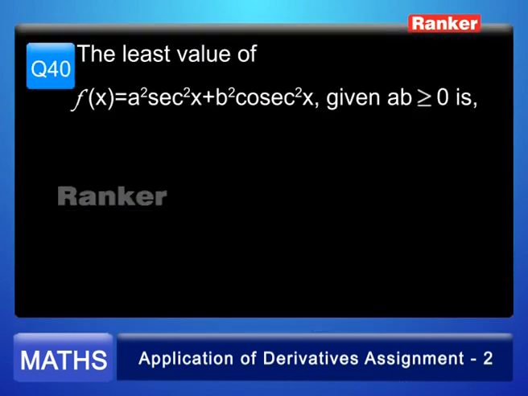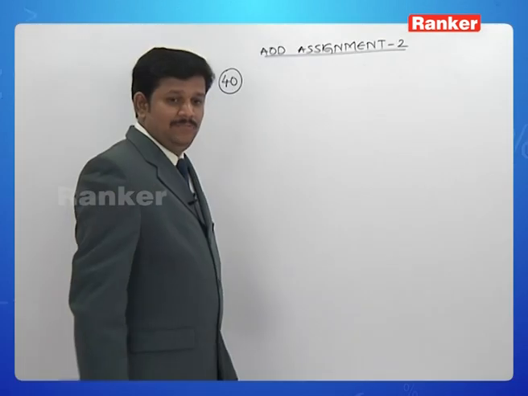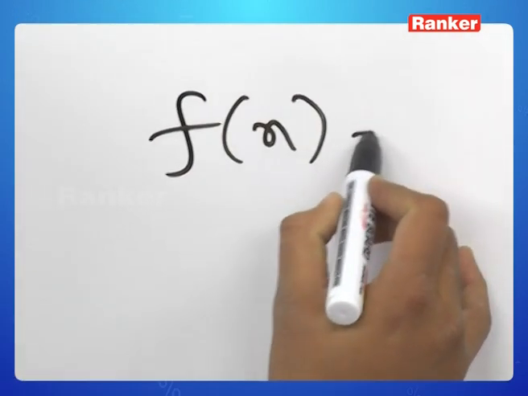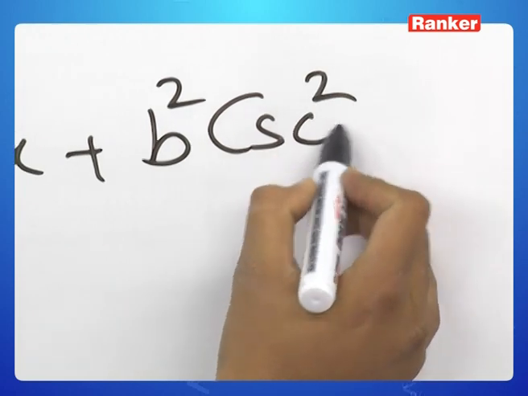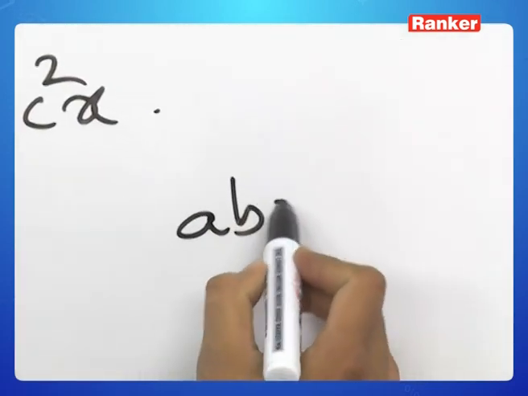Next question, the least value of f of x is equal to a square secant square x plus b square cosecant square x, given ab is greater than or equal to 0, is: option A, a plus b whole square; option B, a plus b whole cube; option C, 2 into a plus b whole square; option D, none of these. We have to find the least value of f of x equal to a square secant square x plus b square cosecant square x, and it is also given that ab is greater than or equal to 0.